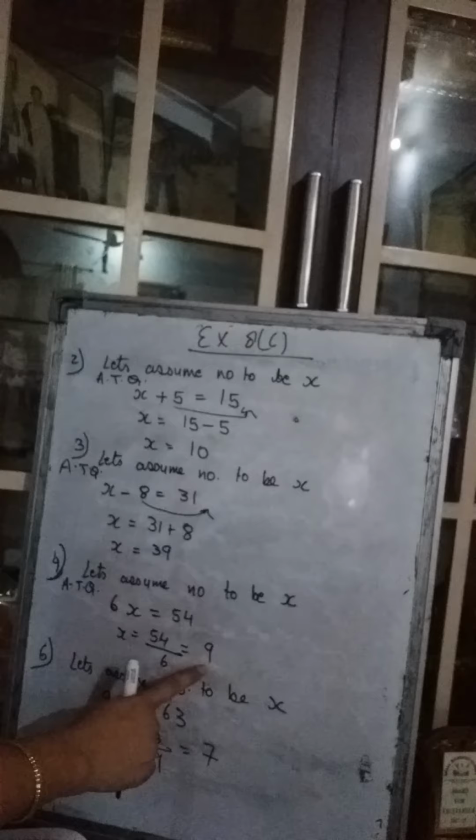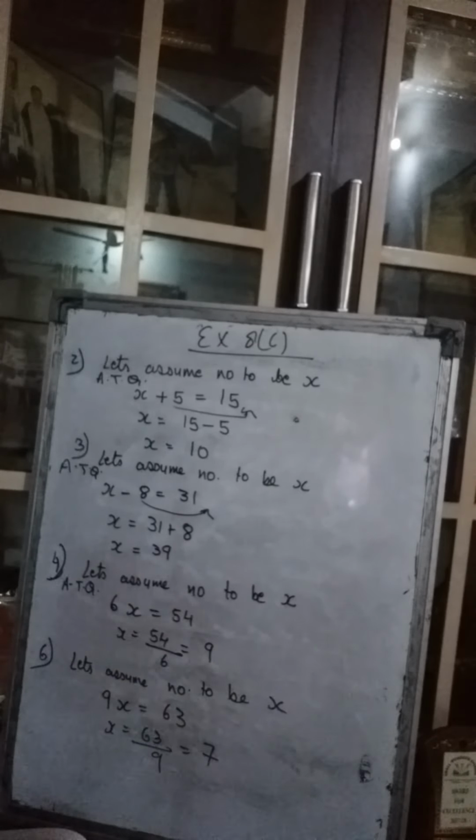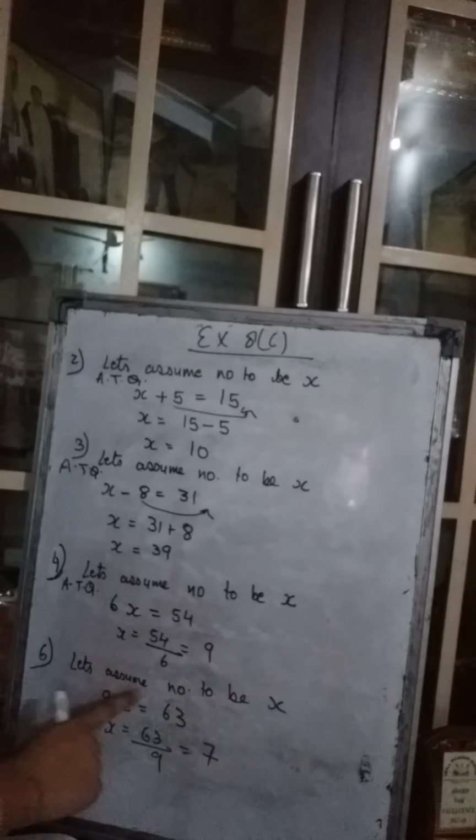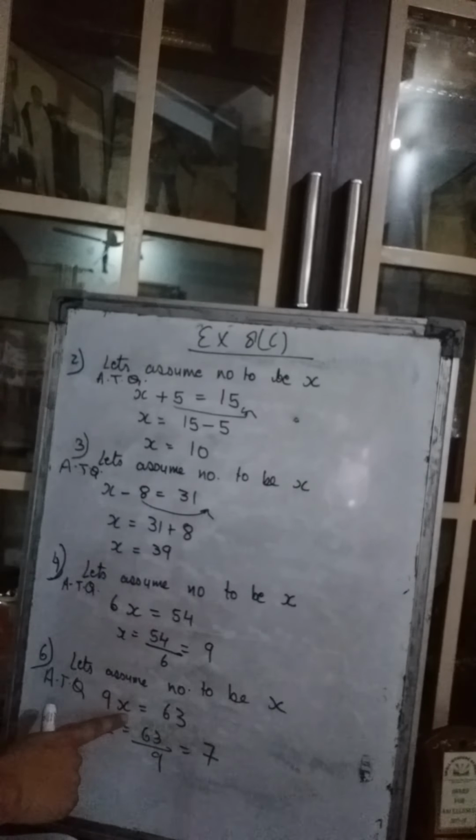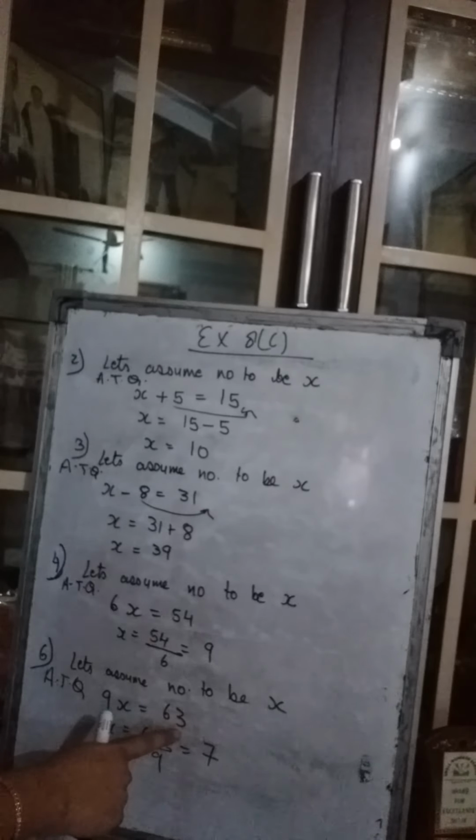is 9. Let's do the sixth question. It says product of 9 and a number equals 63. Let's assume the number to be x. We do not know what it is. Now according to the question, product of 9 and the number, that means product means multiplication. So 9x is equal to 63.